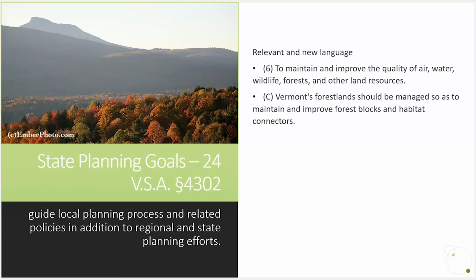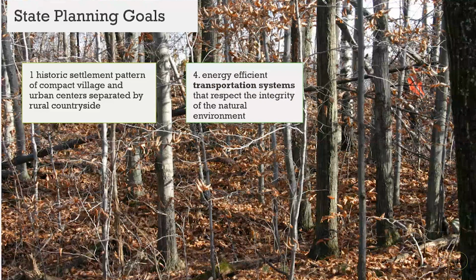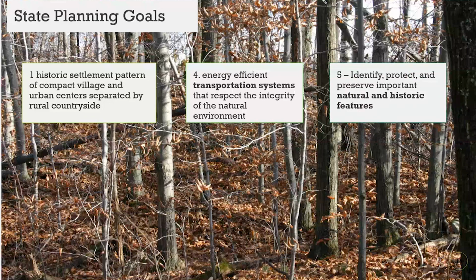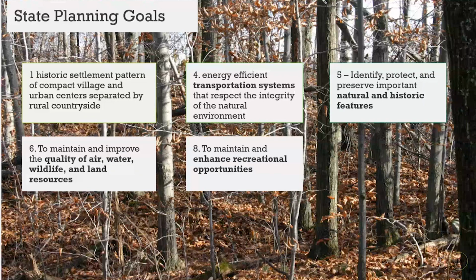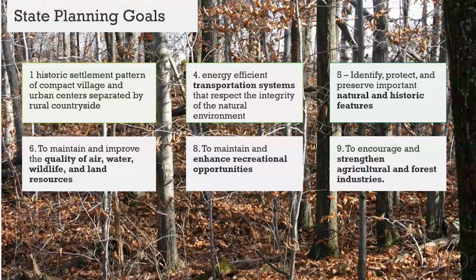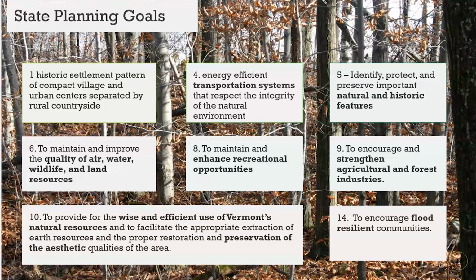So in the state planning goals, you'll see a goal to have the historic settlement pattern of compact village and urban centers separated by rural countryside. Well, we want energy efficient transportation systems. We want to identify, protect, and preserve natural and historic features, maintain the quality of air, water, wildlife, and land, maintain and enhance recreational opportunities, strengthen our agricultural and forest industries, provide for the wise and efficient use of Vermont's natural resources, encourage flood resilient communities.